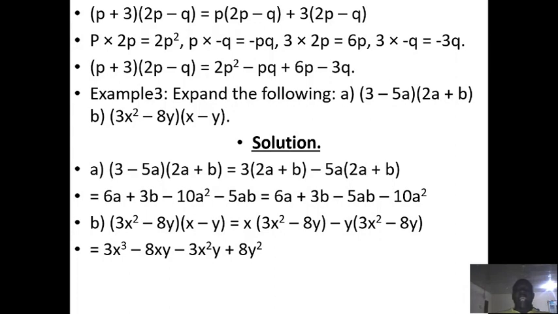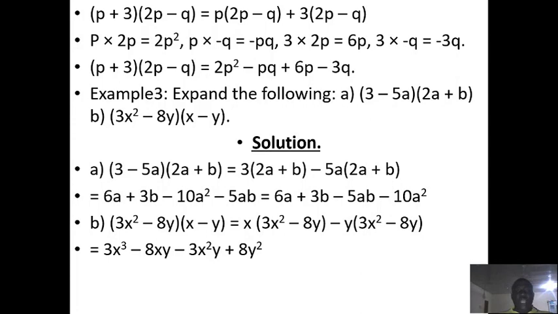Then the next bracket that we want to open is 3. Then 3 times 2p will give us what? 6p, and then 3 times minus q will give us minus 3q. So bringing the expressions together, we now have what? 2p squared minus pq plus 6p minus 3q. Then let us look at example 3.